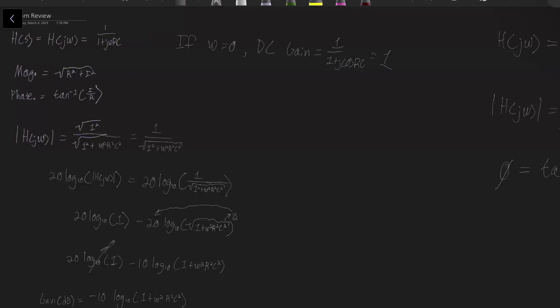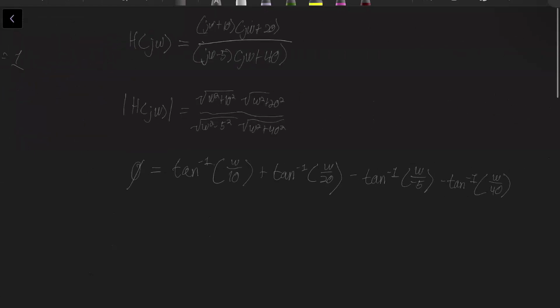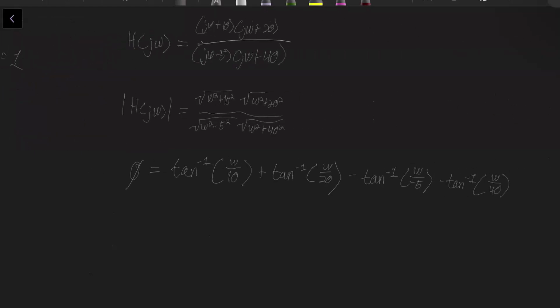Sorry, I have one quick question. Yeah. I was just writing down, in this complex example, we have the square root of omega squared minus 5 squared. Oh, this should really be plus. Yeah, that was my question. Good catch. That should be plus.